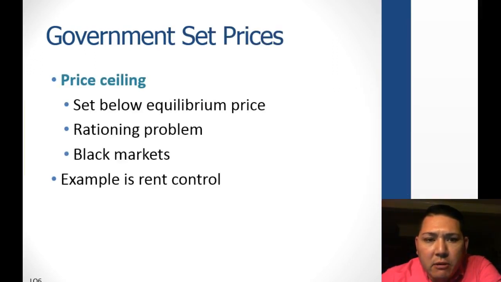Now, one of the last concepts we're going to be talking about is government set prices. One of the first ones is the price ceiling. It means we're setting a price below the equilibrium price. This creates rationing problems. It creates a black market. An example is rent control. It creates a chronic shortage, which makes it difficult to determine how to ration the limited output for all the consumers who are willing and able to buy the good. The shortages often lead to black markets where the good is sold at a higher price than the price ceiling, and price ceilings distort the efficient allocation of resources.